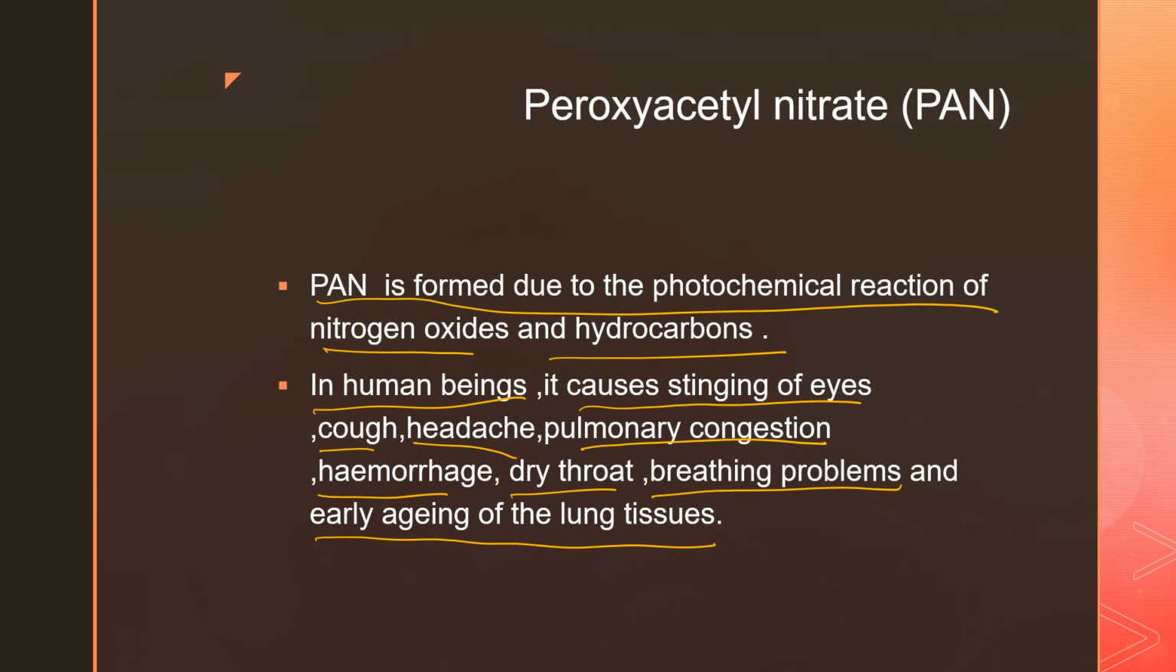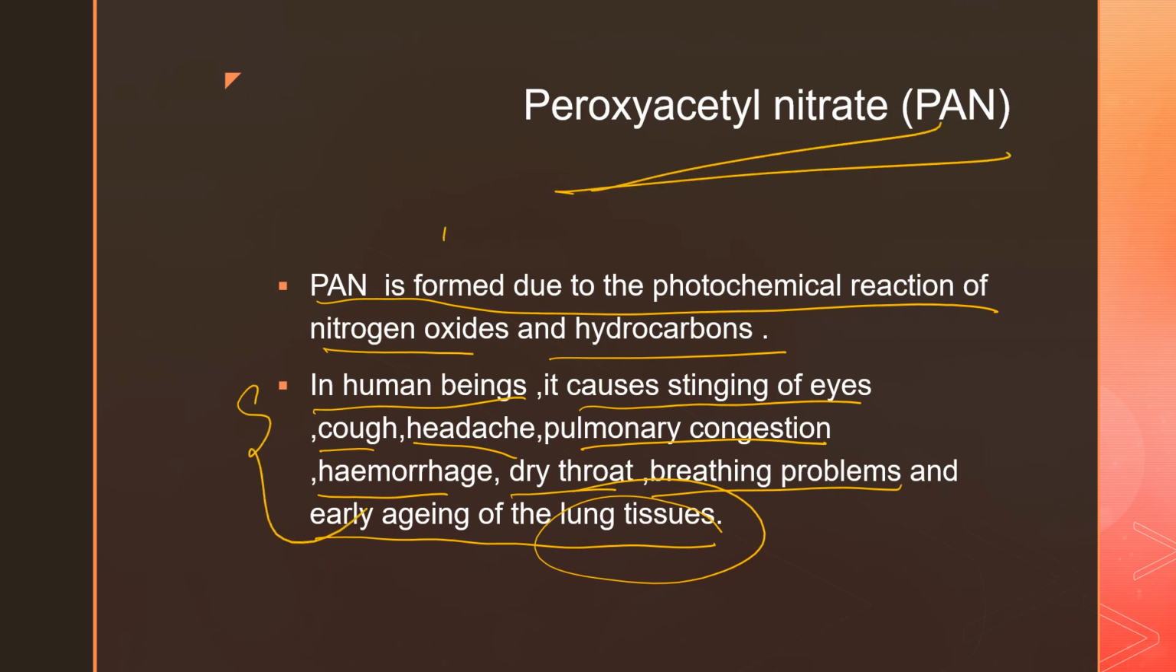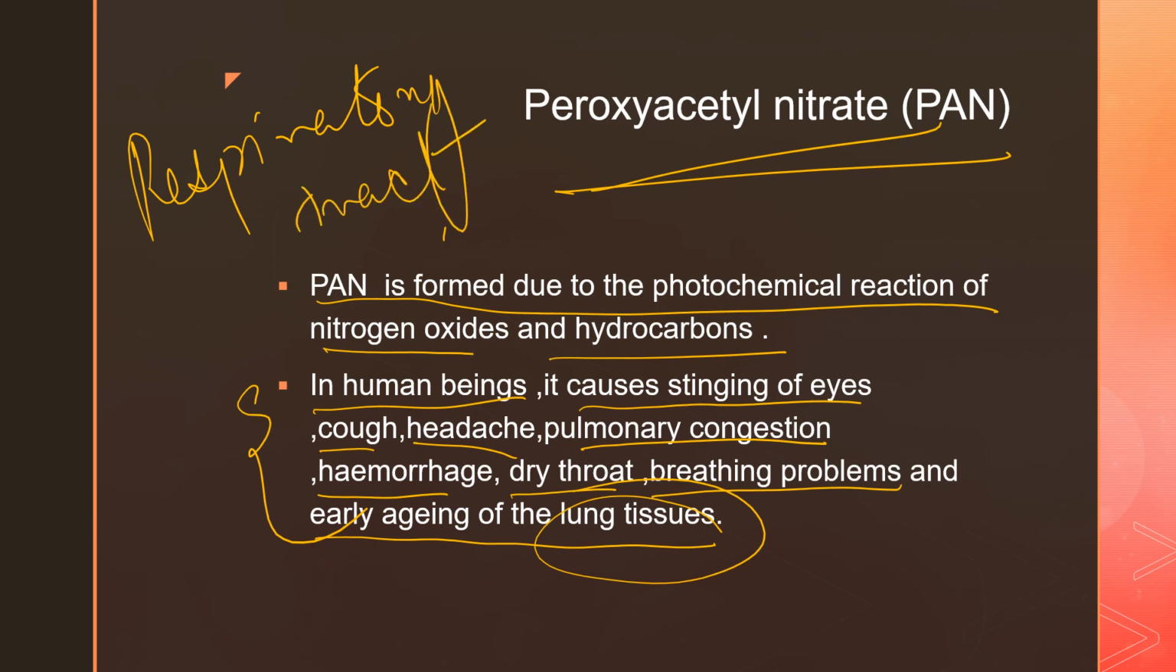So in humans it causes burning or stinging of the eyes, cough and upper respiratory disorders. Then pulmonary congestion, hemorrhage, dry throat, breathing problems, and early aging of the lung tissues also happen. Mainly, the respiratory tract is being affected very badly by peroxyacetyl nitrate. This is all about the pollutants which are affecting our environment badly and are the causes of air pollution. Today I am completing my lesson here as it is becoming a bit vast.